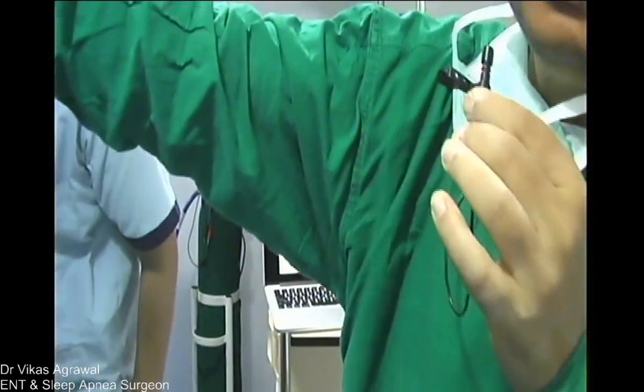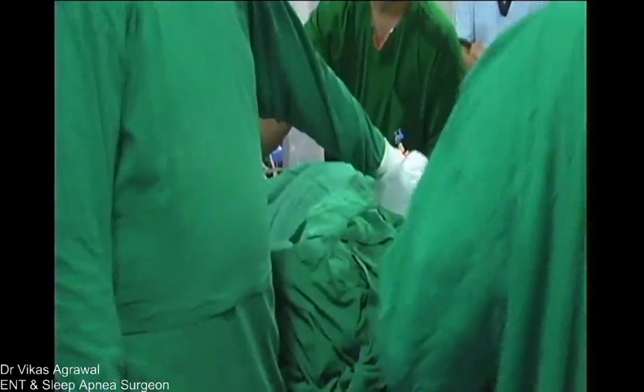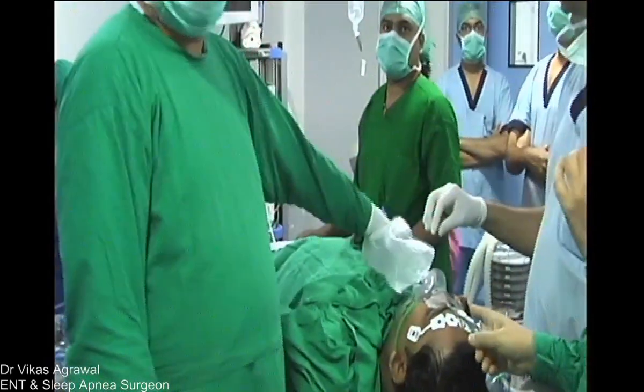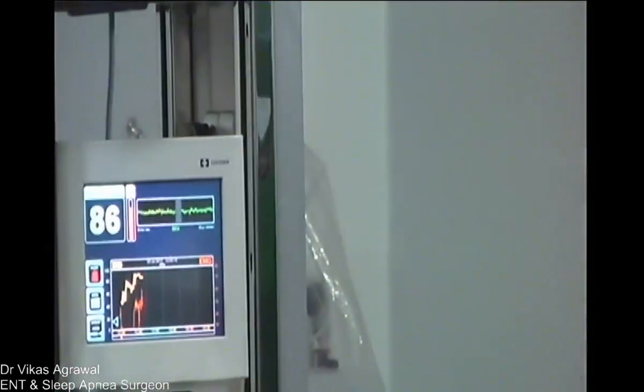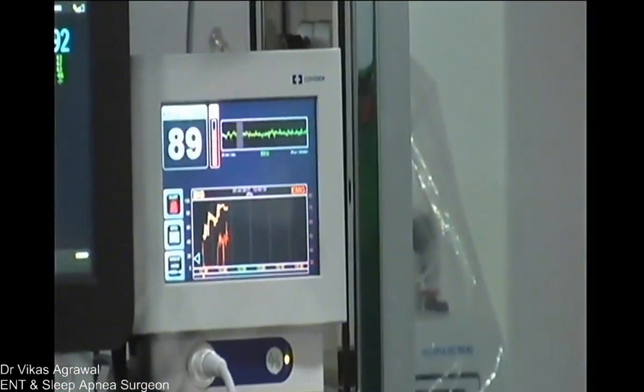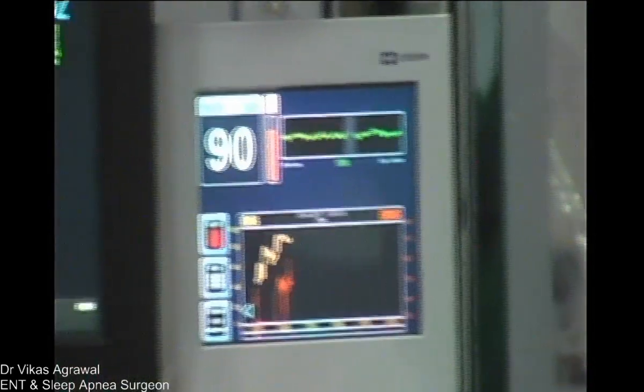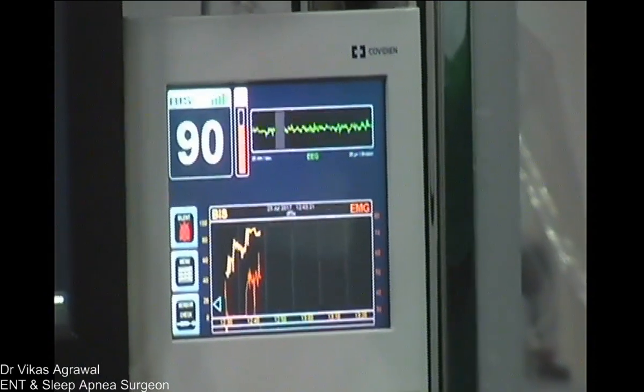So now we can show the base again. Now show the BIS. Now see, the patient is consistently at 89, 90, 88 BIS. That means he is out of anesthesia and he is out of deep sedation as well. And see how easily he is breathing.